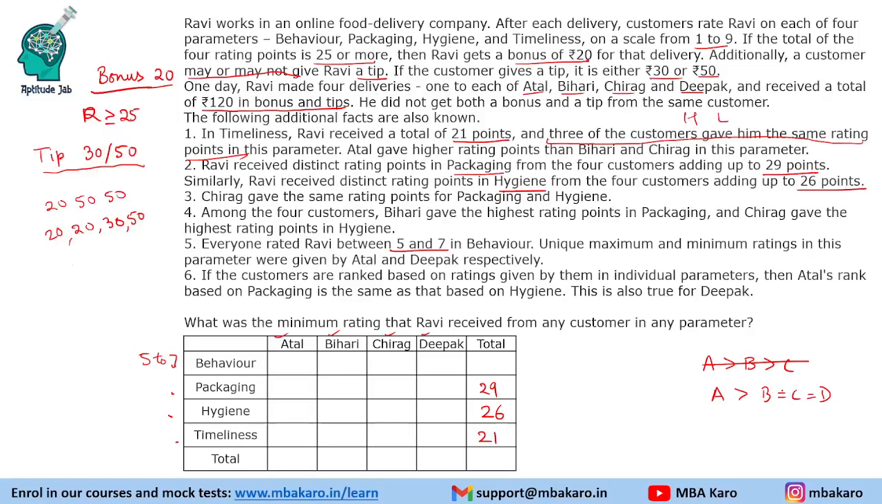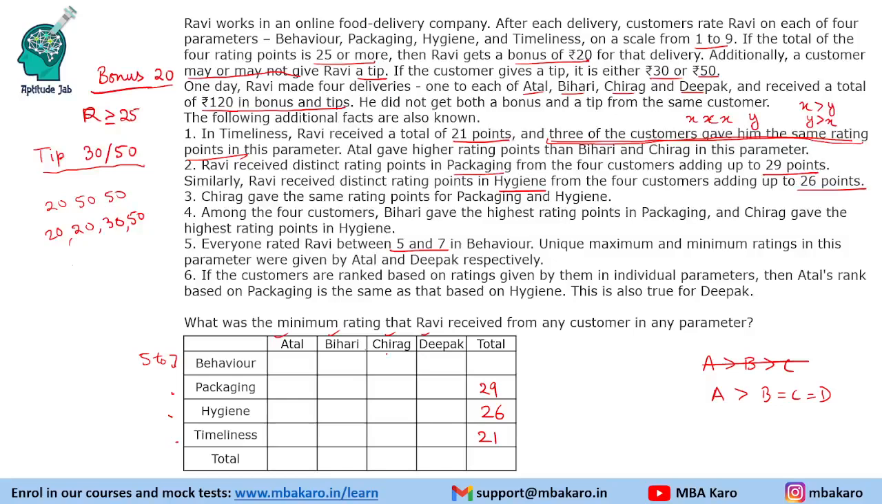That is how one needs to interpret this, because three people are giving the same rating. So there are two values. Let's say the values are x and y. So x, x, x, and one value will be y. Either x will be greater than y or y will be greater than x. This is the representation that Atal will give a higher rating than the other three. Since we have only single digit numbers, instead of writing variables, let us put in the numbers itself.